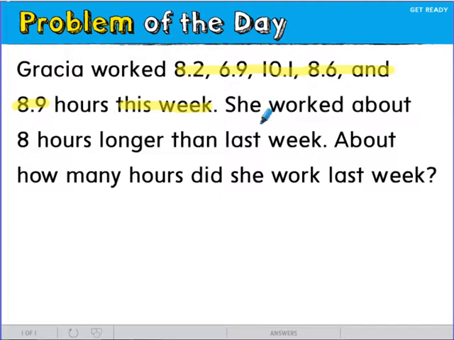Alright, let's reread the next sentence, Avery. She worked about 8 hours longer than last week. So what are we going to do to find out? After we add that together, what are we going to do to find out last week's hours? Subtract 8. Okay? So then we're going to subtract this 8. Okay? So on your whiteboards.